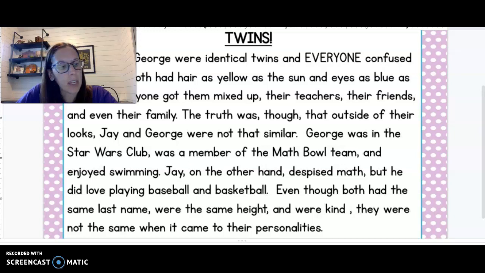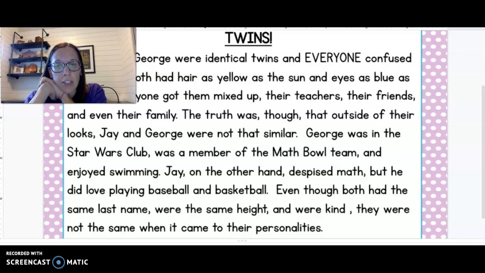All right, so let's think about what they have in common. So we're going to compare them. And then we are also going to think about what they have not in common, so their differences, and we're going to contrast them. All right, so let's think about what they have in common. It said they both have hair as yellow as the sun, so they both have yellow hair. They have blue eyes. They both look the same because everyone gets them mixed up. They're the same heights. They have the same last name, and they're both kind. Okay, so that would be comparing them.